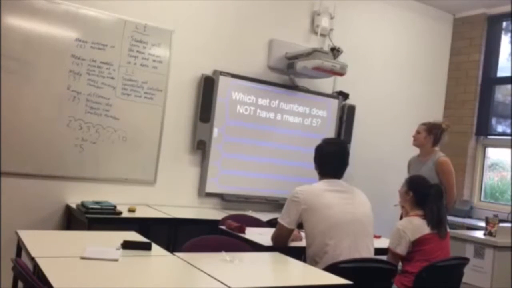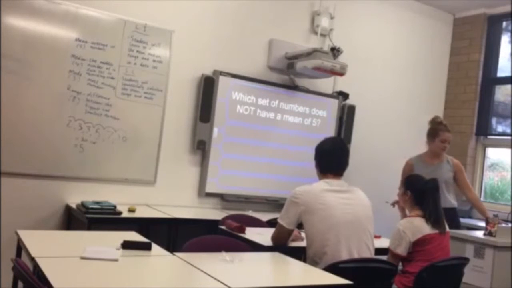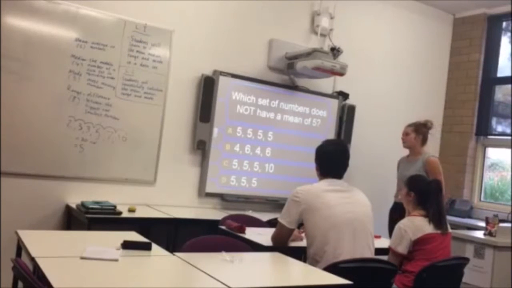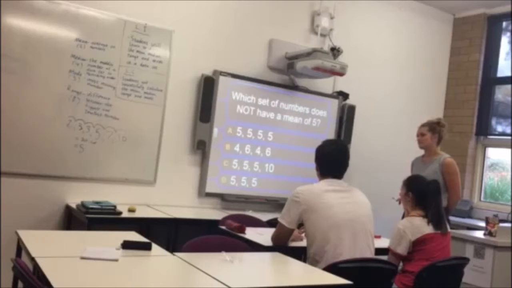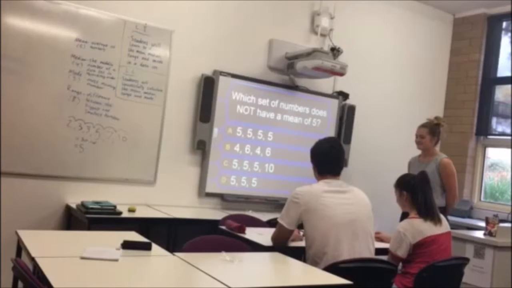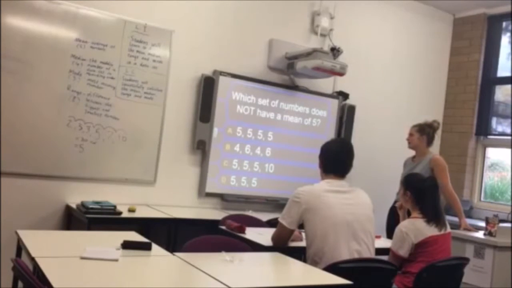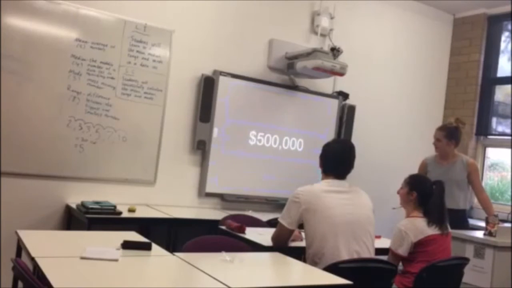Question 9. Which set of numbers does not have a mean of 5? A, B, C, or D? What did we get? I got A. Can you tell me how you got A? Well, 5 plus 5 plus 5 plus 5 is 20. So the middle number is not 20. David, what did you get? I got C. C? Good job.